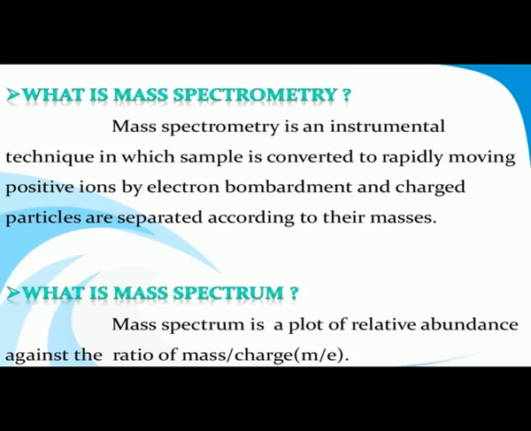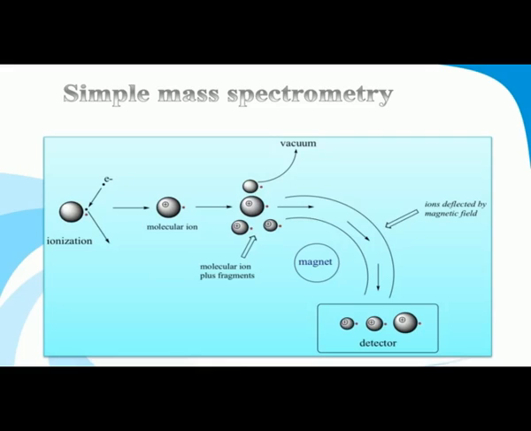Okay, what is the mass spectrum? Spectrum itself indicates that we have to get a graph, a graphical presentation or plot. The mass spectrum is a graph of relative abundance against the mass to charge ratio. The relative abundance is on the y-axis and the mass to charge ratio is always present on the x-axis. Now we will see the basic principle of mass spectroscopy or mass spectrometry.